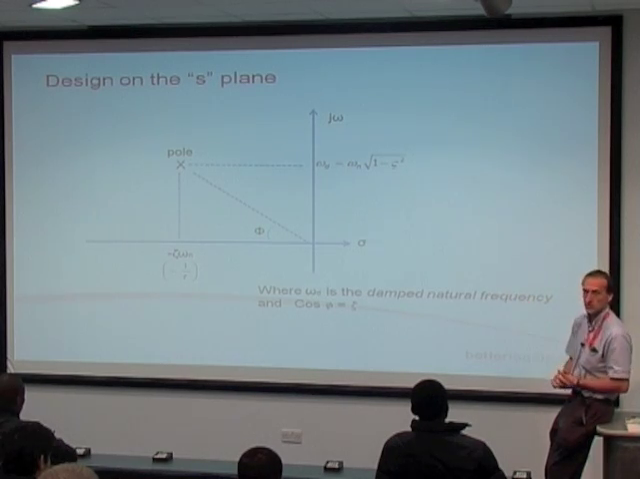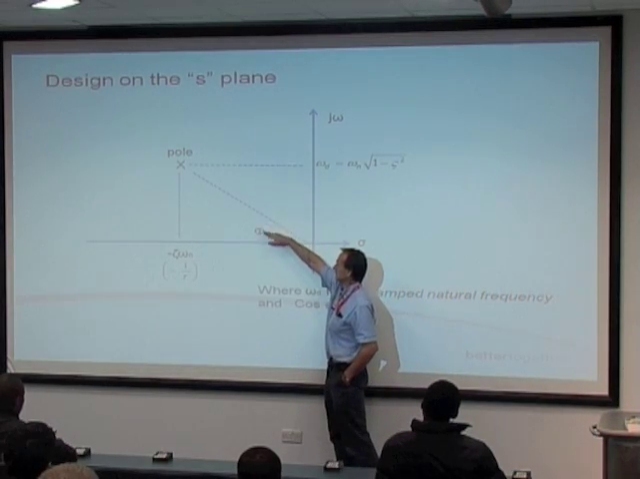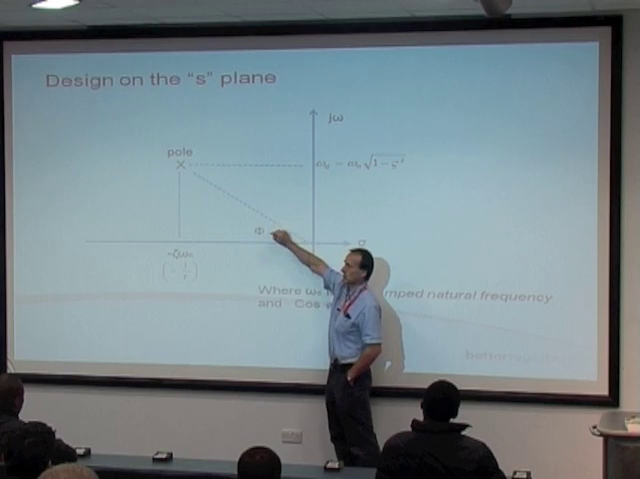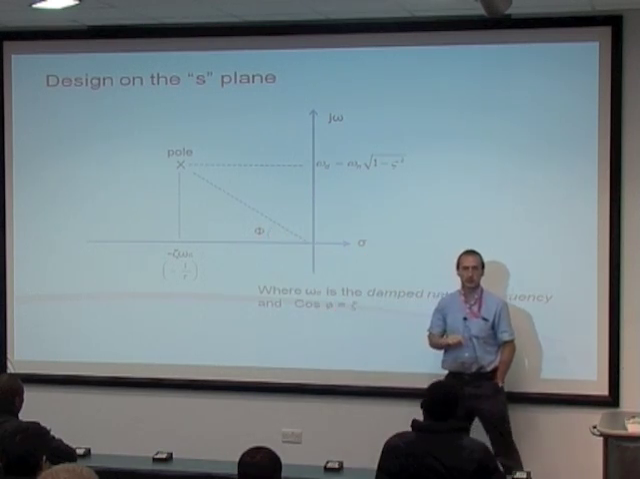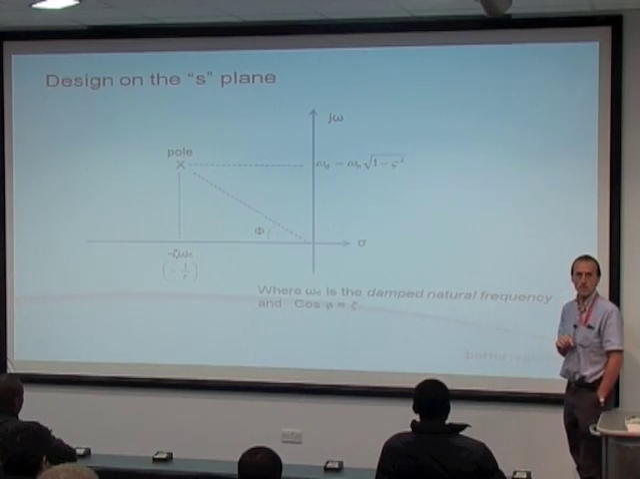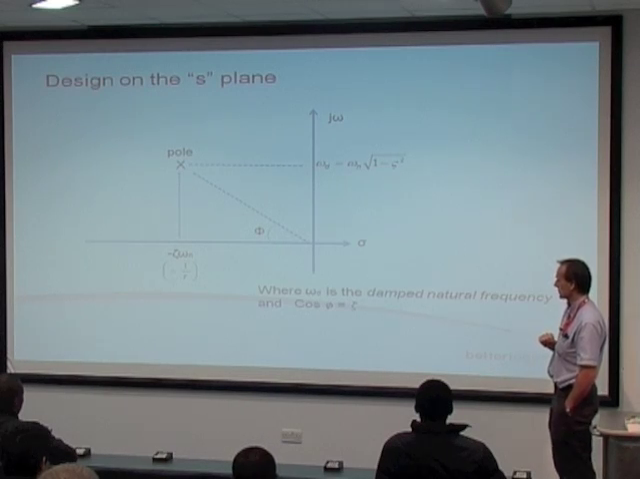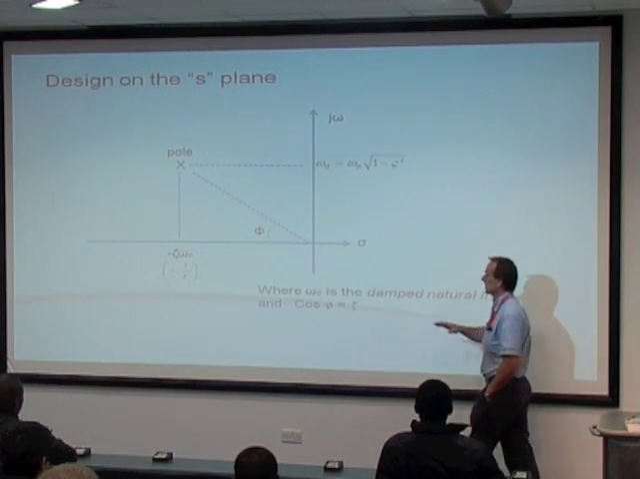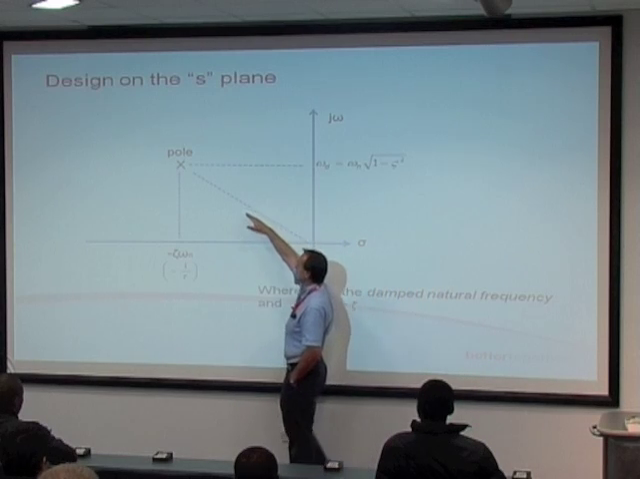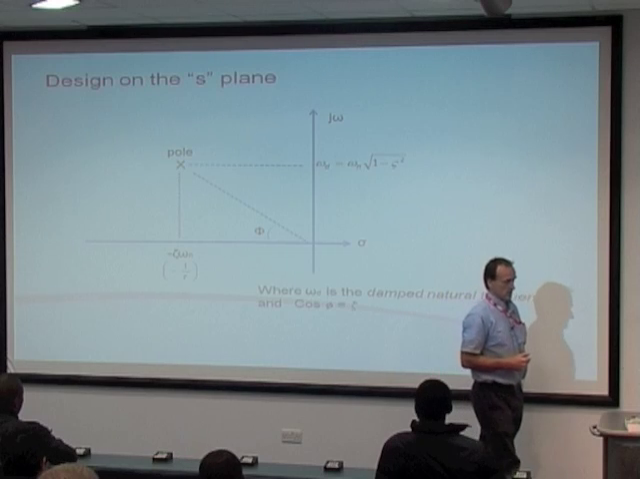So where does zeta appear on the S-plane? Well, it's this angle. Okay. The cosine of that angle is zeta. Okay, down here, omega d, damped natural frequency, and cos phi equals zeta. So the angle subtended at the origin by a line drawn from the pole is the damping ratio.